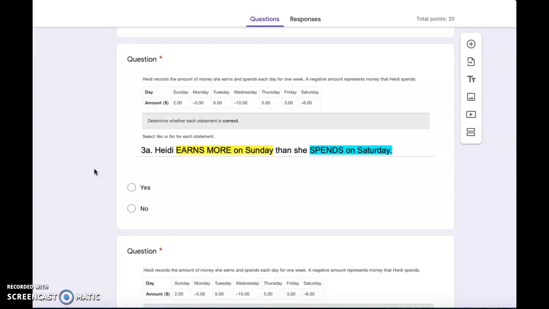3A. Heidi records the amount of money she earns and spends each day for 1 week. A negative amount represents money that Heidi spends. Determine whether each statement is correct. Select yes or no for each statement. 3A. Heidi earns more on Sunday than she spends on Saturday. Is that yes or no? On Sunday, she earned $2. On Saturday, she spent $8.